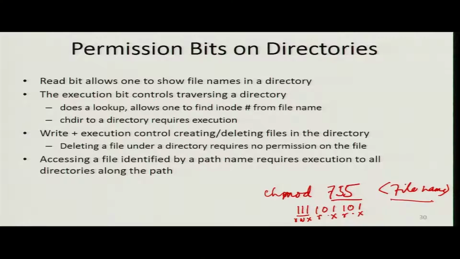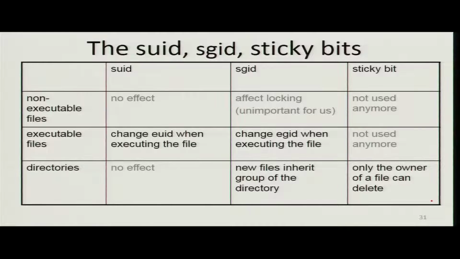And then if you have a long path, then to access a file that belongs to the innermost directory, you have to have the execution bit set for all intermediate directories in the path. Now, what about those 3 other bits other than those 9 bits, and that is in this table.